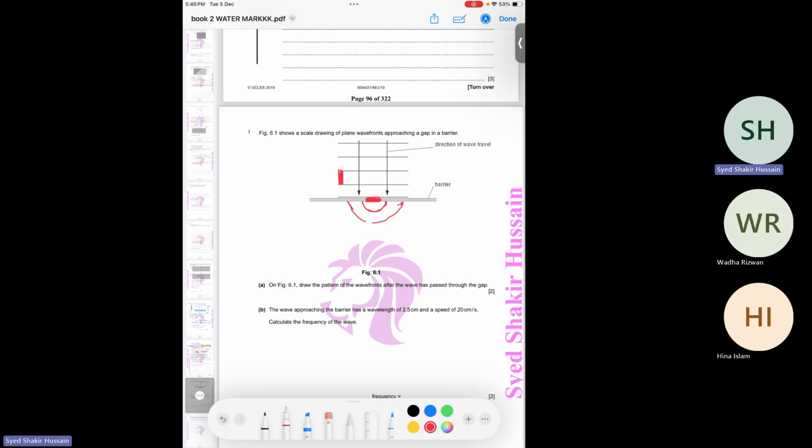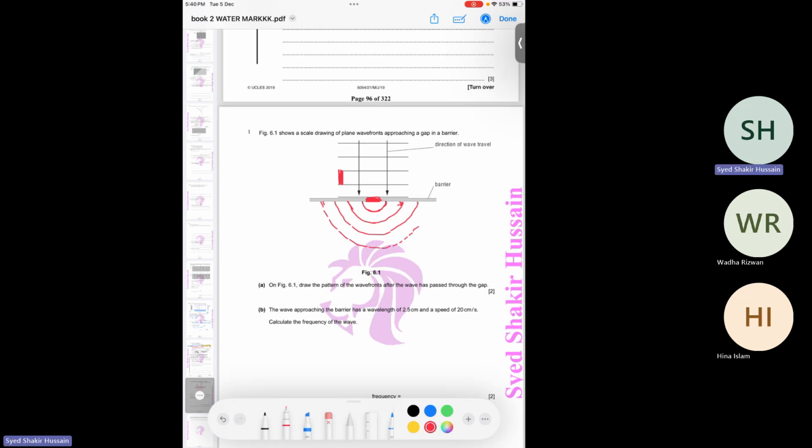You need to make sure that when you are forming semicircles, the wavelength doesn't change. In diffraction, the wavelength doesn't change, it stays the same. The wavelength should be the same, right? And you need to make at least three diffracted wavefronts.